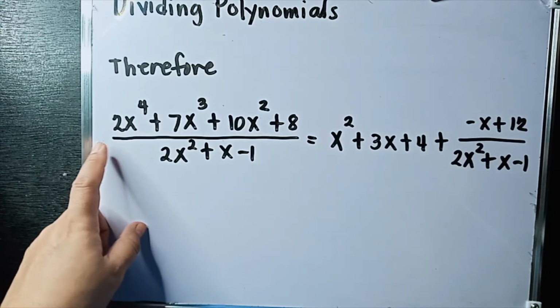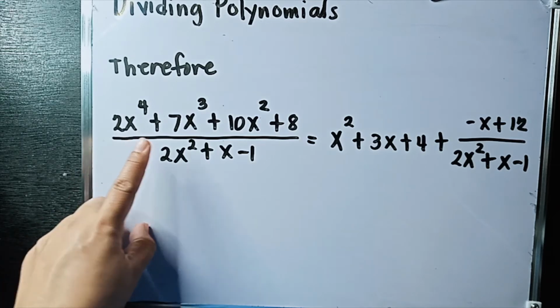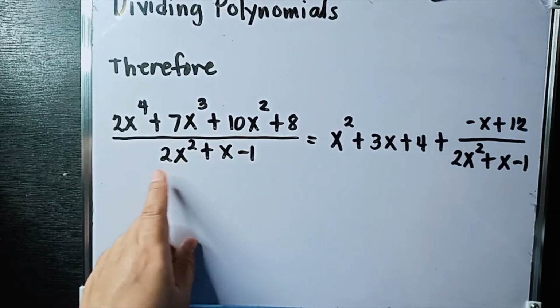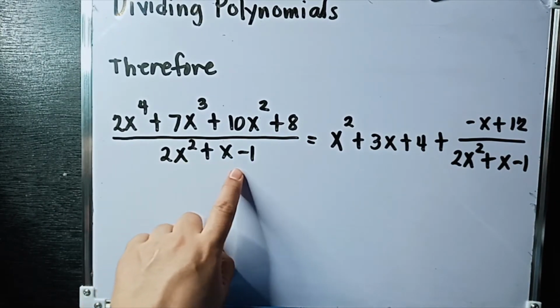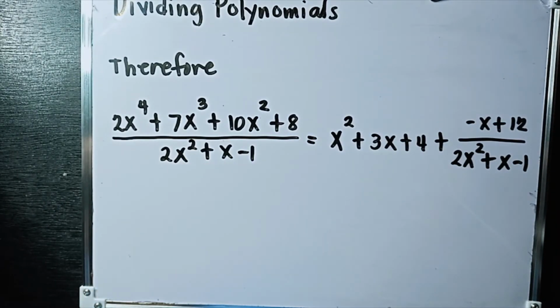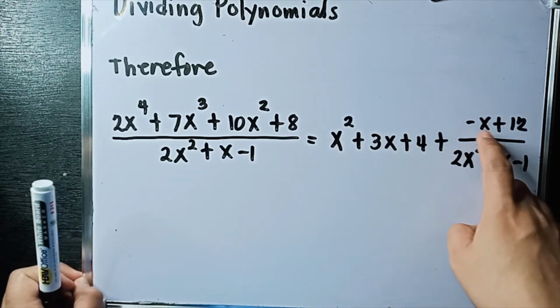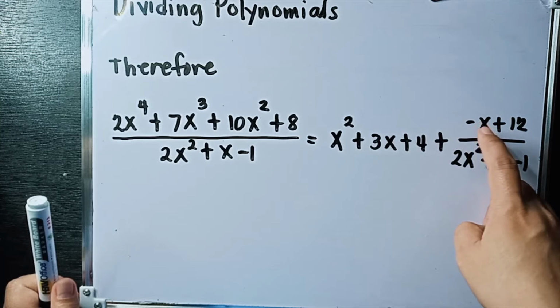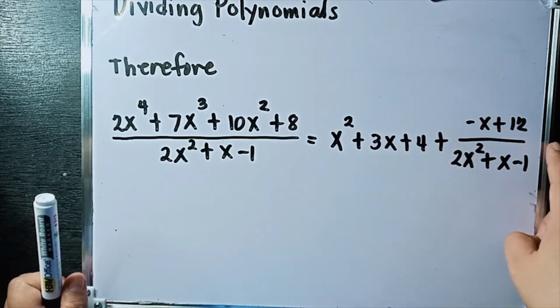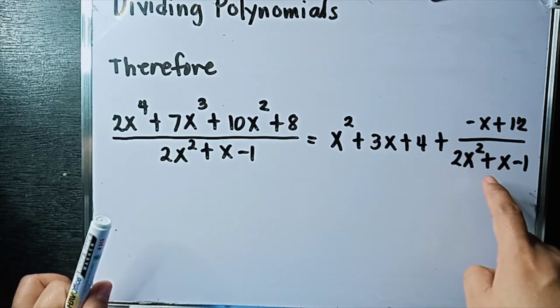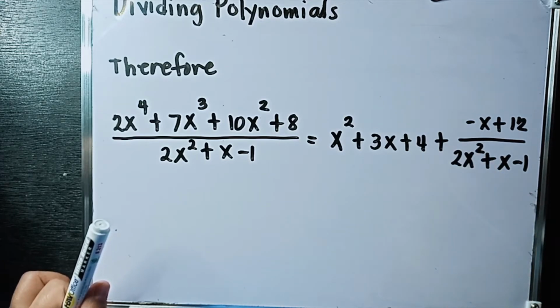So therefore, 2x to the 4th plus 7x cubed plus 10x squared plus 8 divided by 2x squared plus x minus 1 is equal to x squared plus 3x plus 4 plus, this is the remainder, negative x plus 12 all over the divisor, which is 2x squared plus x minus 1.